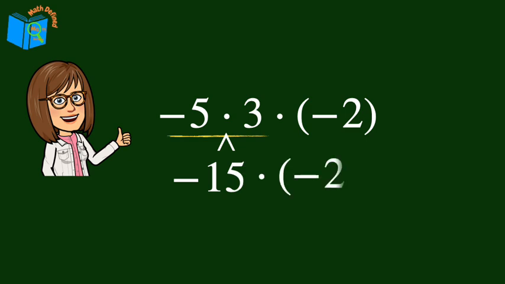Now we multiply that result by negative 2. Negative 15 times negative 2 equals positive 30. When you're multiplying more than two integers, remember to multiply from left to right, following the same rules we've just learned. In this case, the negatives cancel each other out to end up with a positive 30.